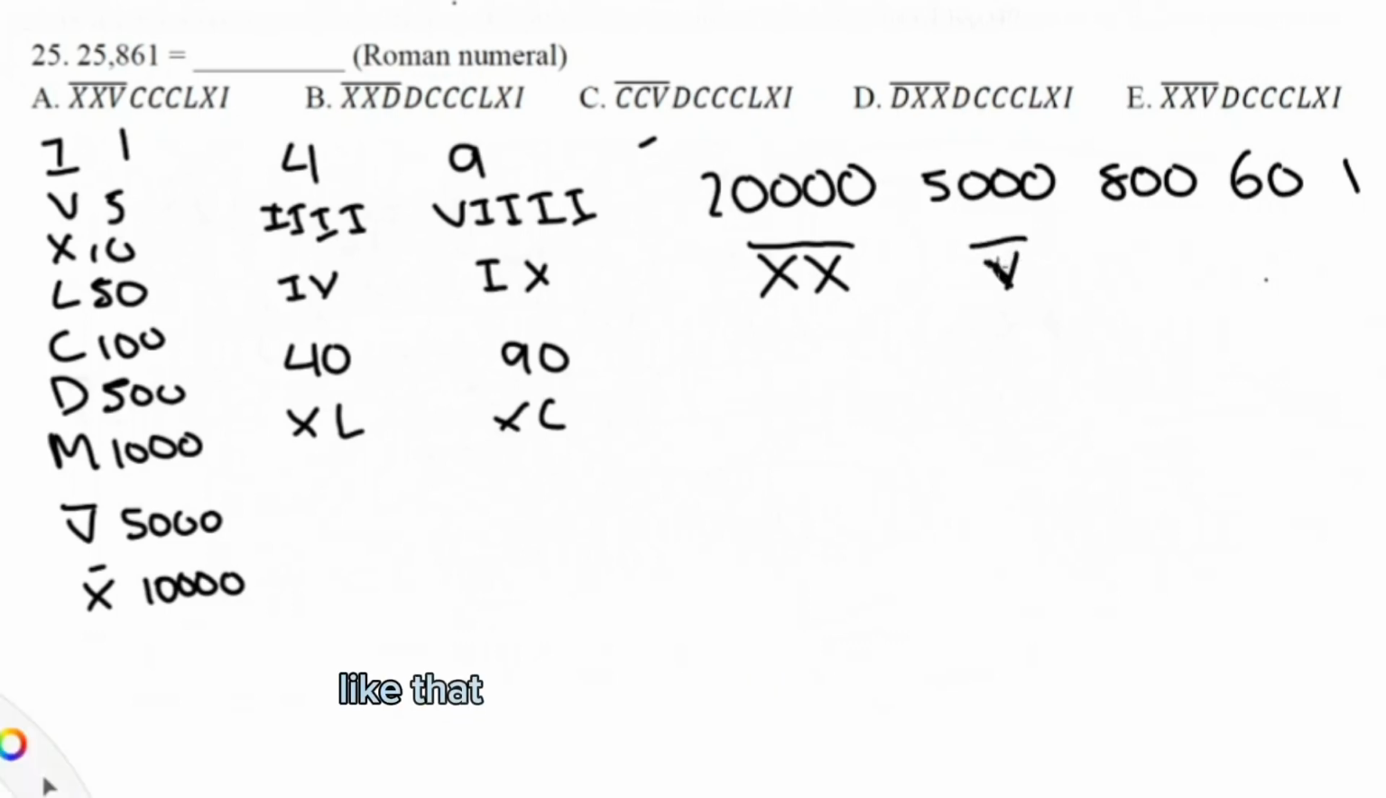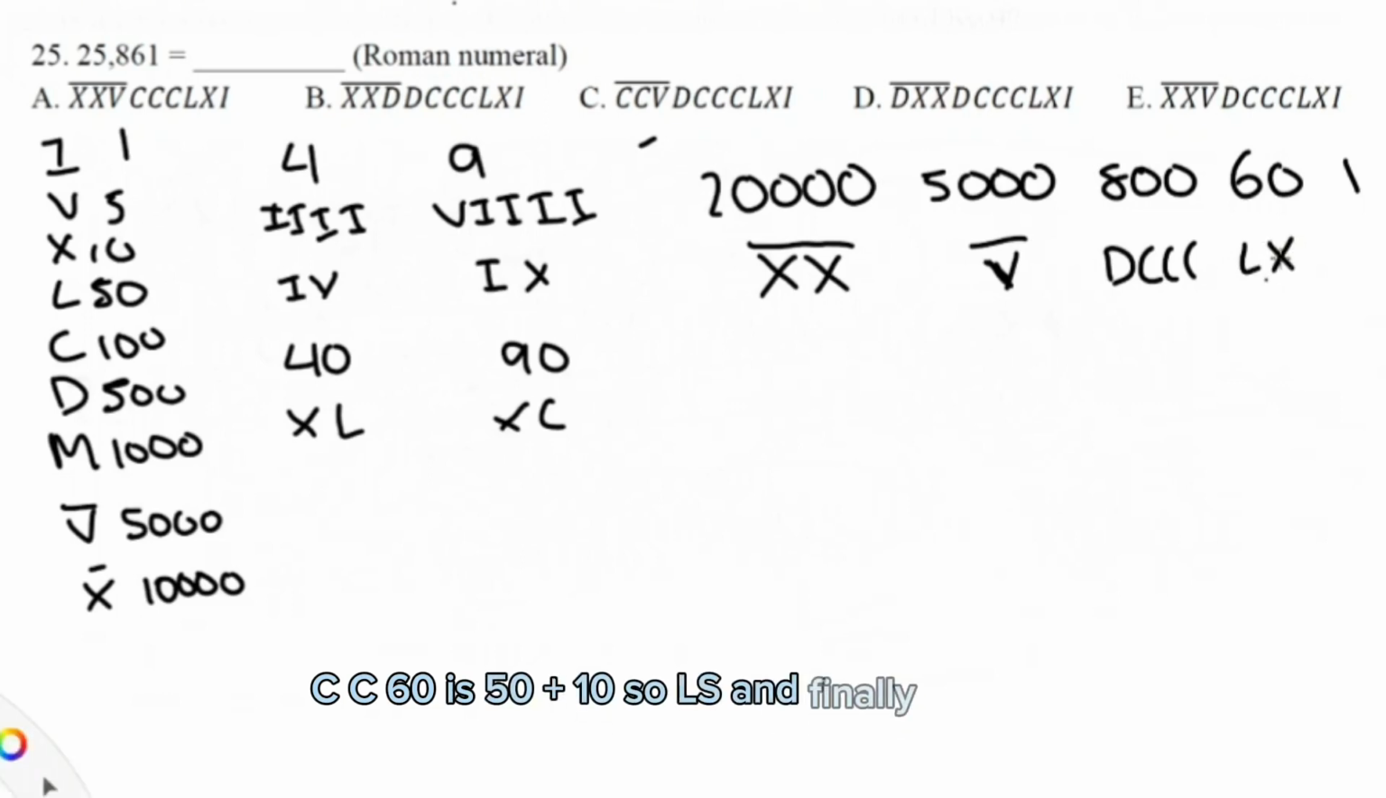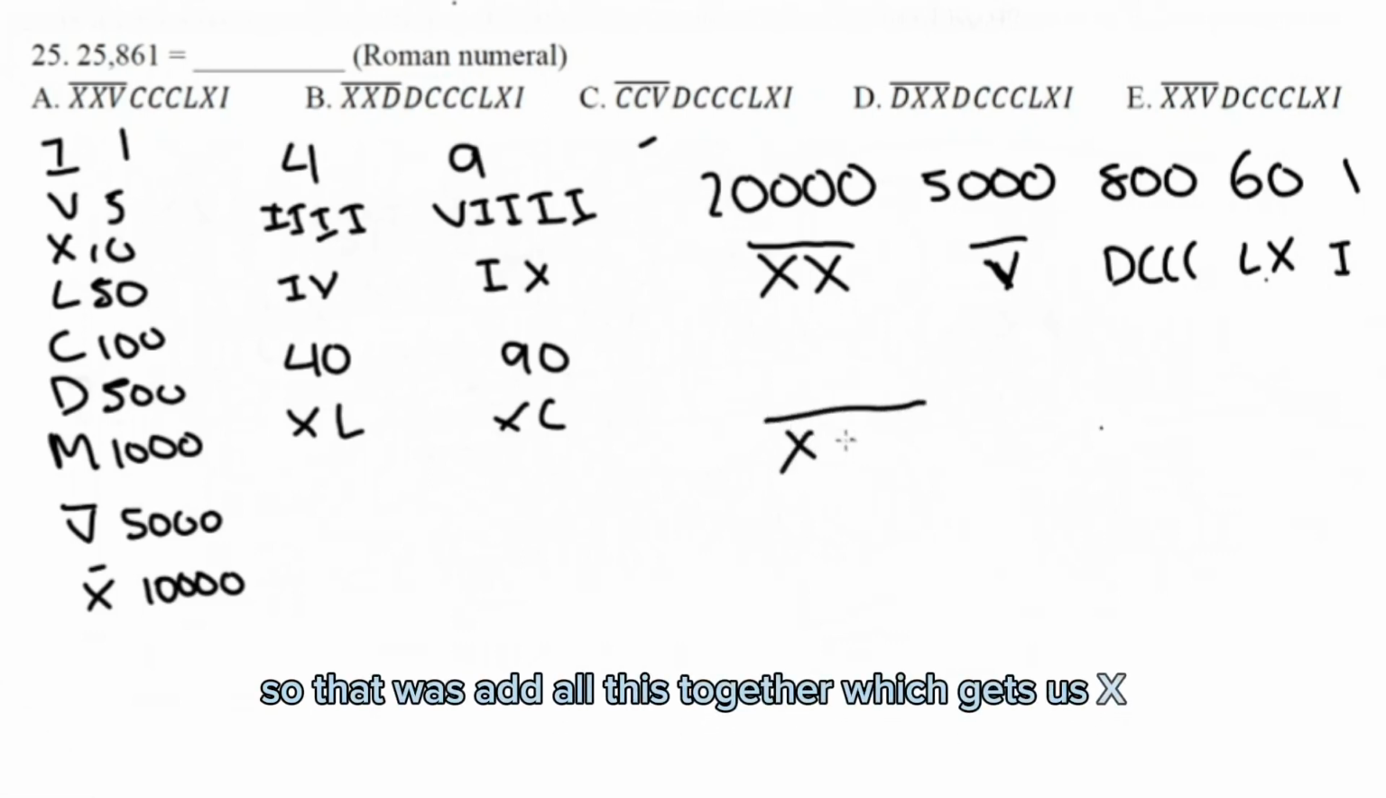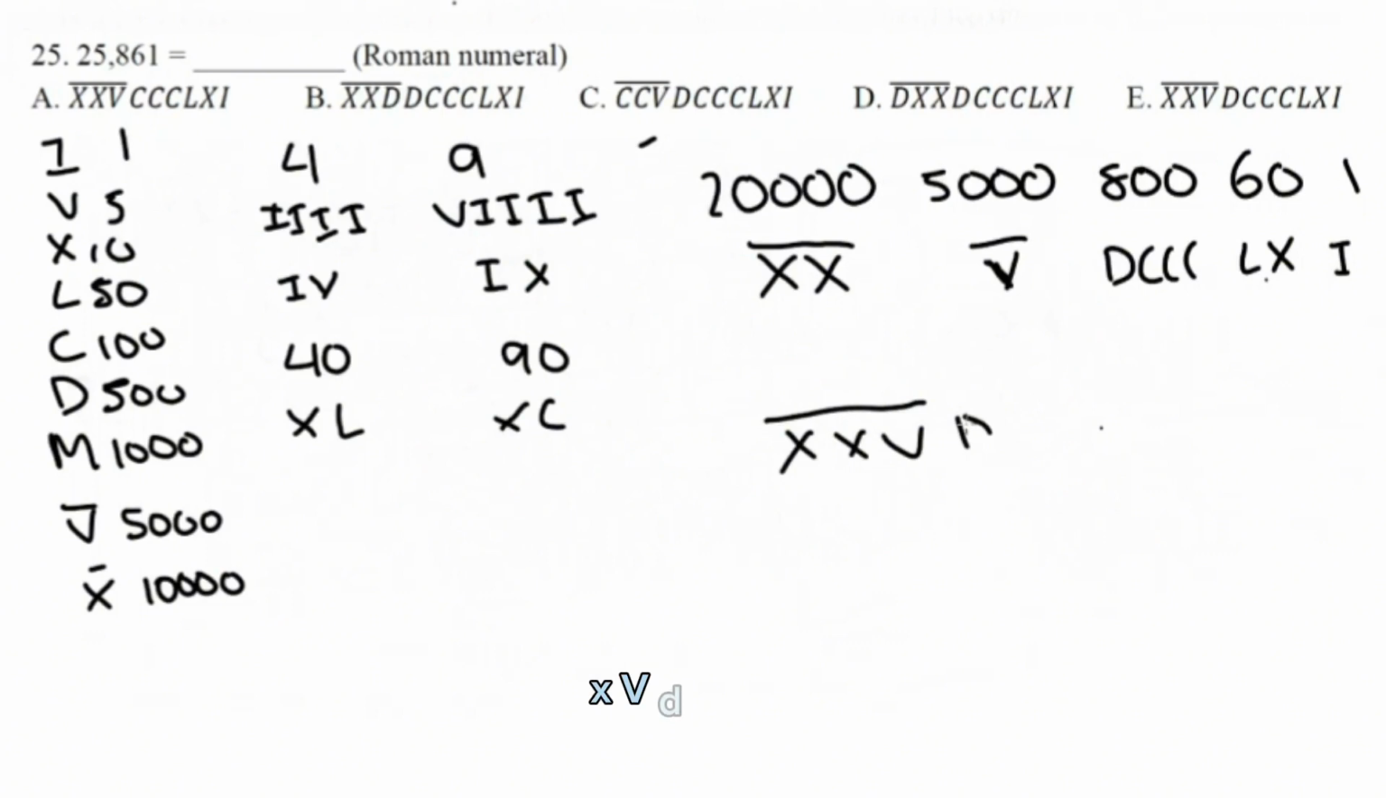Like that. 800 is just 500 and 300. So D, C, C, C. 60 is 50 plus 10, so LX. And finally, 1 is just I. So now let's add all this together, which gets us X, X, V, D, C, C, C, L, X, I. And that's your answer. Next, number 26.